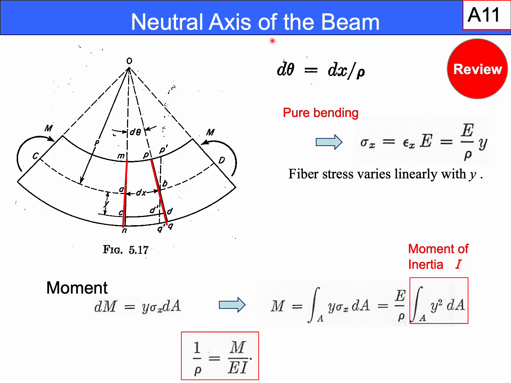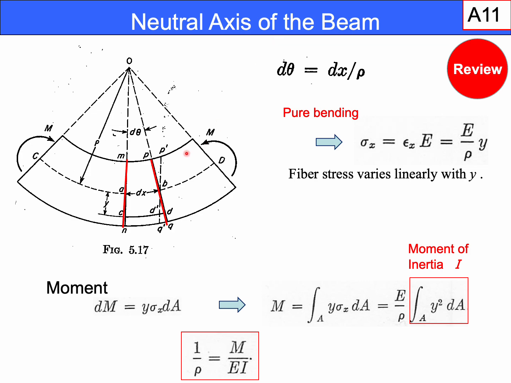On this slide, we review the concept of pure bending and the neutral axis of a beam. First, let us recall what we mean by pure bending. Pure bending occurs when a beam is subjected to a constant bending moment with no shear force. In this condition, the stress distribution across the cross-section becomes very simple and very important.